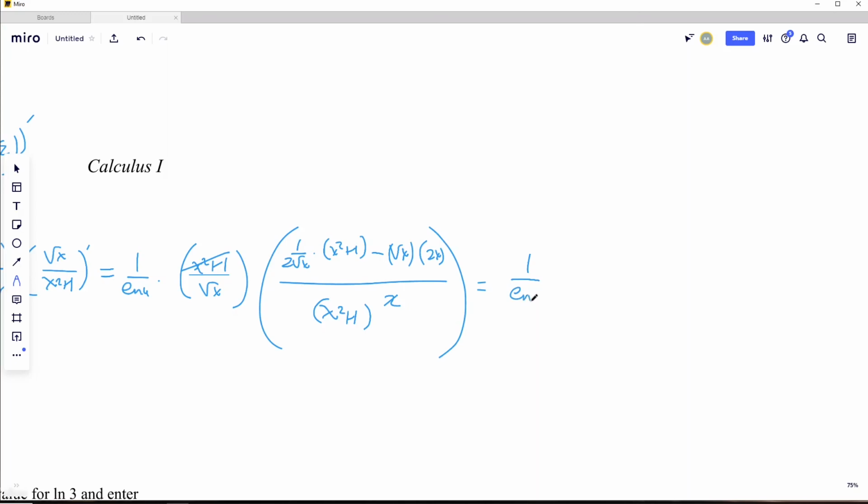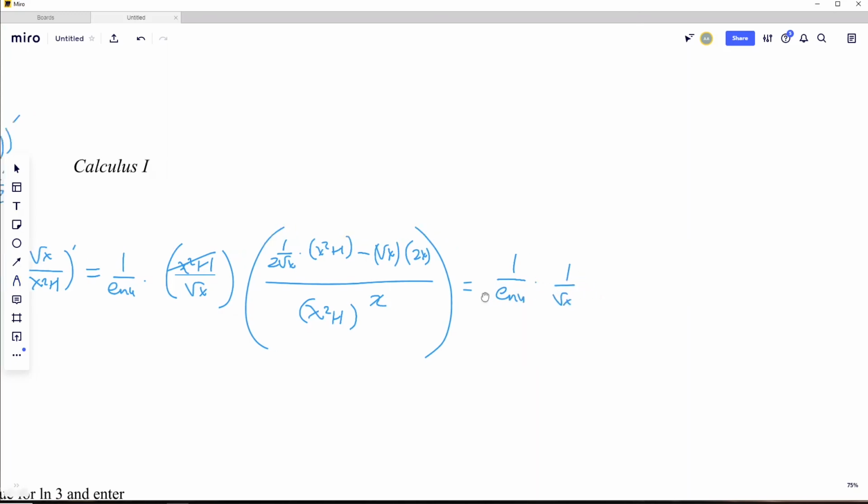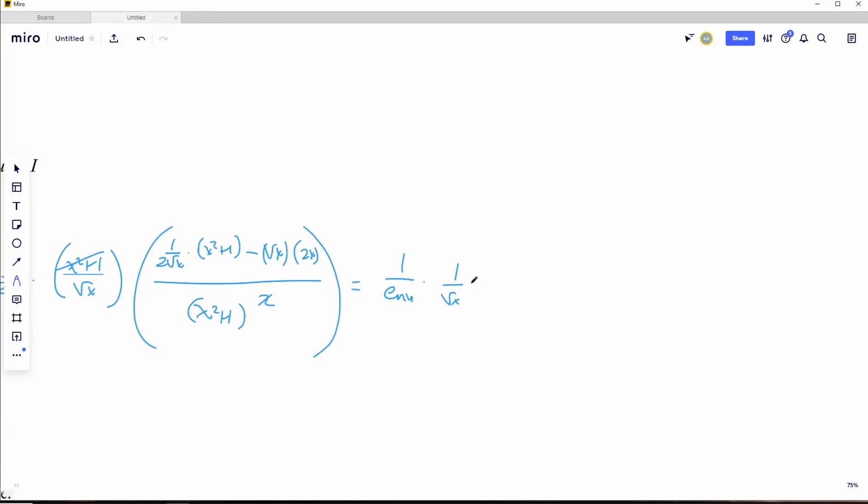1 over ln 4 times 1 over square root of x times, I'm gonna do common denominator, so watch this. This is nothing but 1 over times this, so I'm gonna immediately write it like this: x squared plus 1 over 2 square root of x. I just brought this up here.